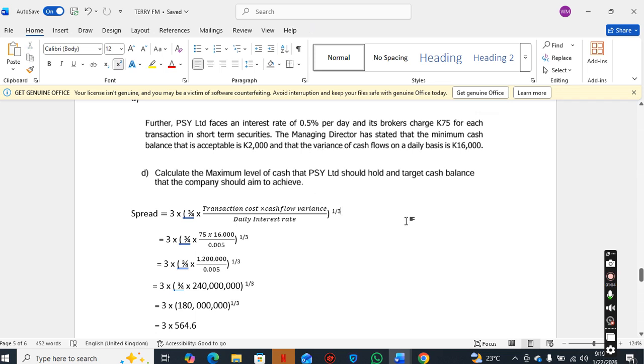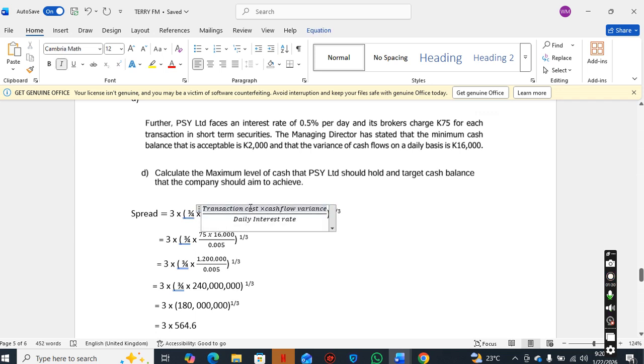Alright, so the first thing we need to do is calculate the spread. This is just the difference between the maximum level and the minimum level of cash. So this is the formula for the spread: 3 multiplied by 3 over 4 multiplied by transaction cost.